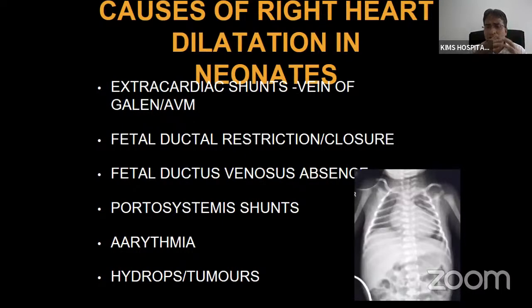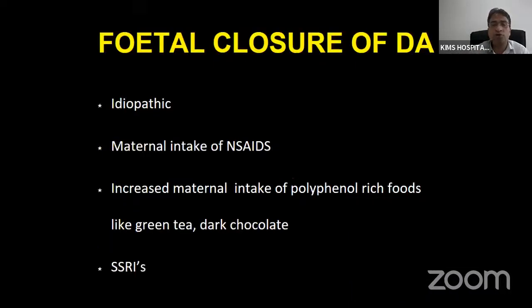So apart from that, we will see the extracardiac shunt. You have to rule out because there is a cardiomegaly. If you are not able to find out in that, you have to rule out vein of Galen, fetal ductal restriction, portosystemic shunt in the liver, arrhythmia or hydrops or tumors.